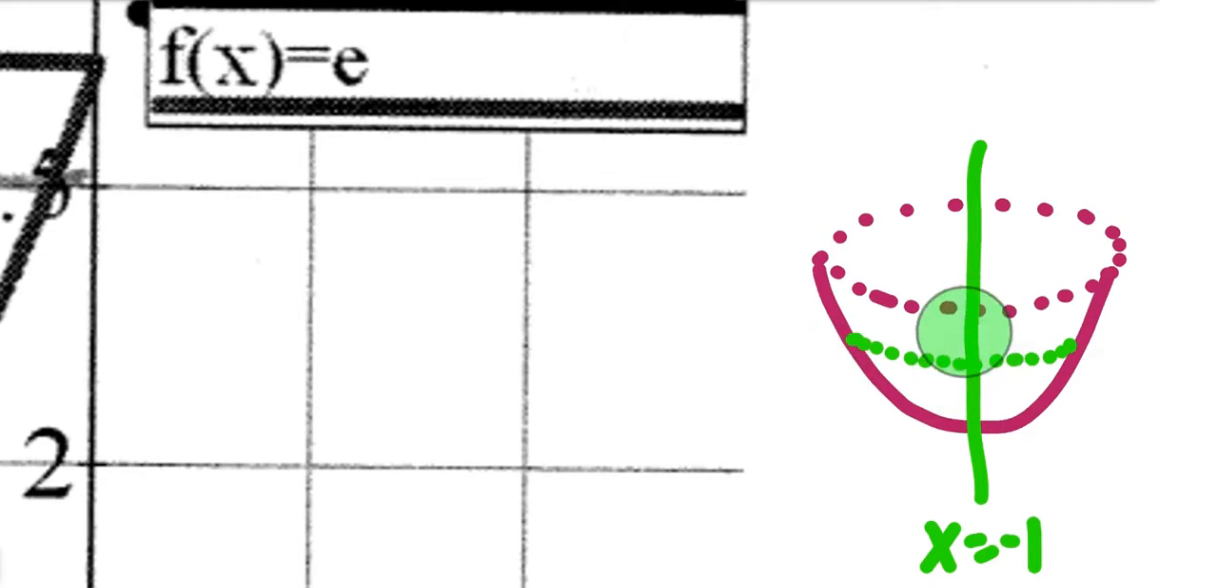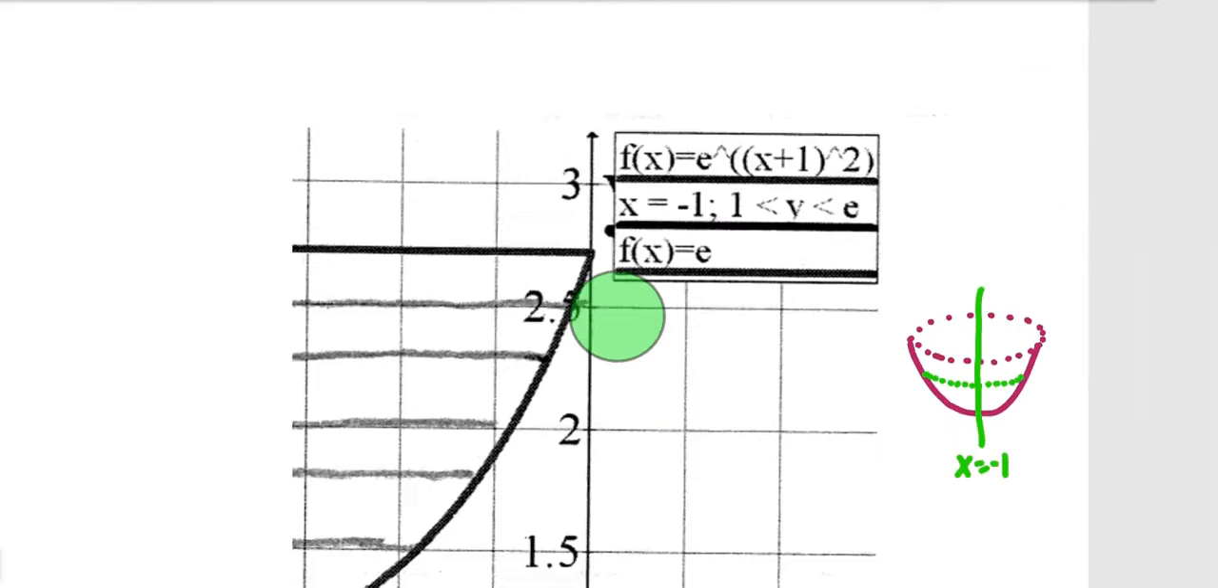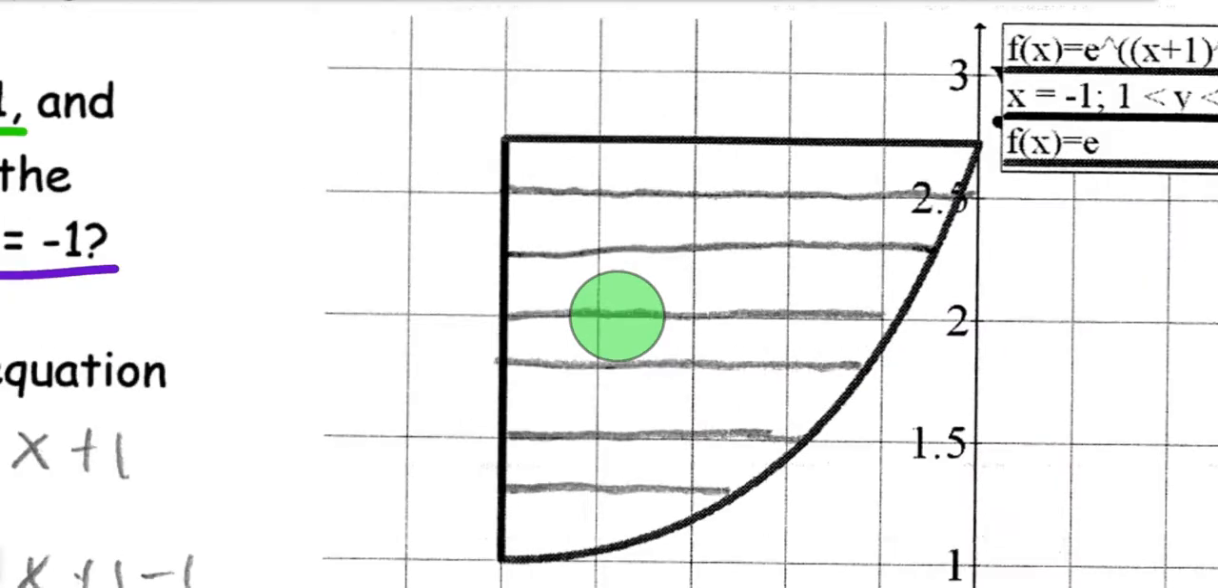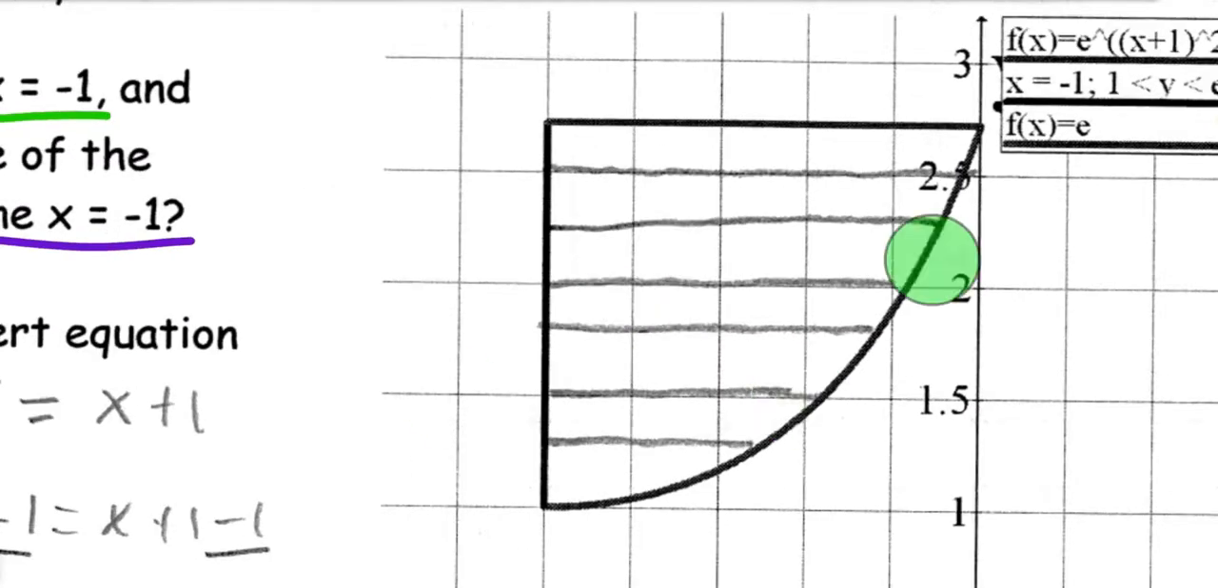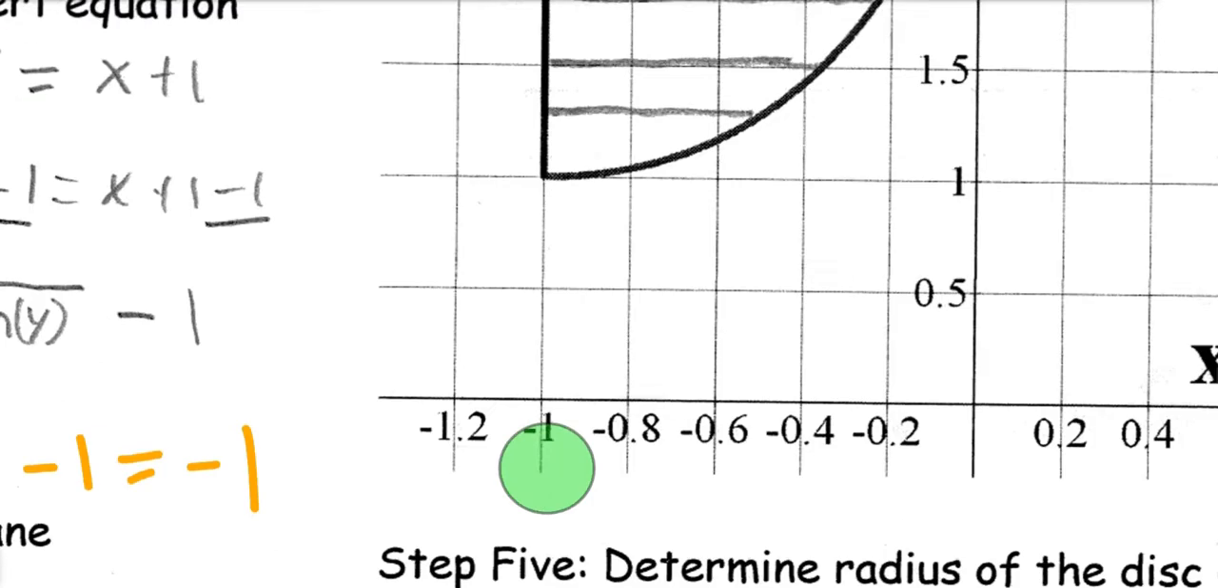Okay, and here is our region right here. Each of these disks are going to go this way, and if you make all of these disks from y equals 1 to y equals e, they will make a bowl. We can zoom out here and kind of see why it looks like a bowl if we rotate it again around the line x equals -1.